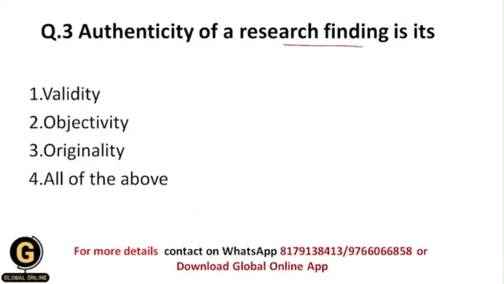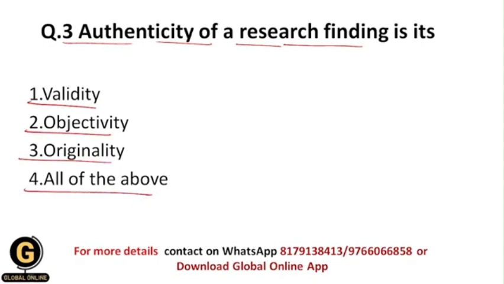Authenticity of a research finding is its. So what is the authenticity of a research finding? Okay, so basically students, authenticity means that we have proper proof that this particular object or thing is authentic, it is original, it is not copied from somewhere else. Okay, this is called authenticity. And what exactly is the authenticity of a research finding? It means that whenever we get the results of our research, how can you say that our research results are authentic. So whether it is its validity, or its objectivity, or originality, or all of the above.